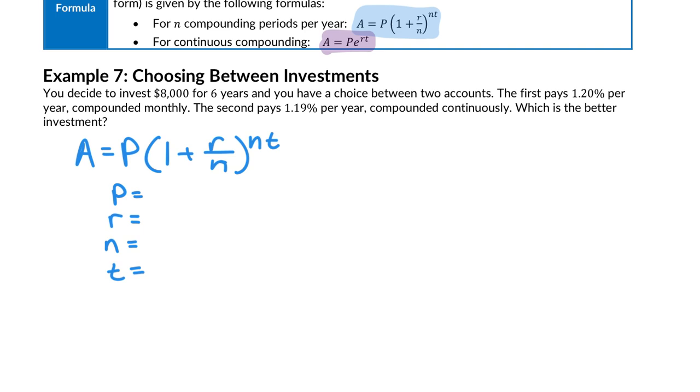So if we reread the blurb, what is our principal investment? $8,000. What is the rate at which we are compounding for this one? This is the 1.20%, which if we make that into a decimal, it's 0.012 as a decimal. Move the decimal point twice with the Dr. Pepper rule. The N is the number of times it's compounded per year. So if I say monthly, how many months in a year? 12. So the N here is 12, because that's monthly.